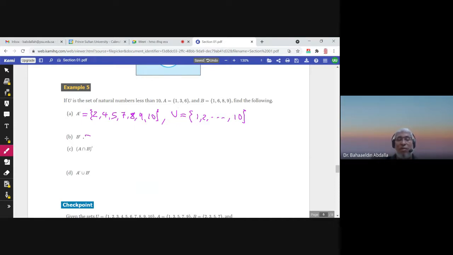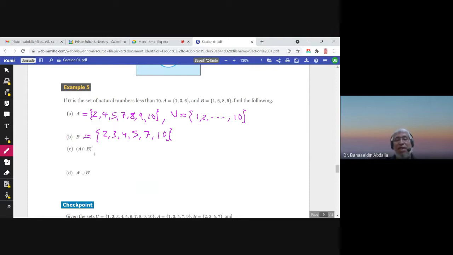B complement. Well, we have 1, 6, 8, 9. So the elements in U that are not 1, 6, 8, 9 are in B complement. So 2, 3, 4, 5, 7, and 10. We have 10 elements in U, 4 of them in B, and 6 in B complement.